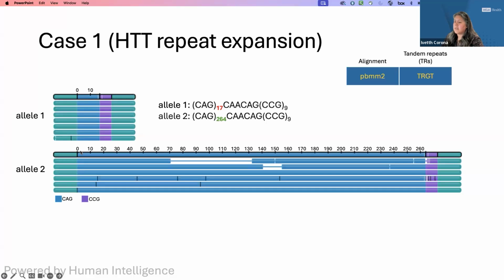And as the scientific community knows about Huntington disease, the length of the expansion is negatively correlated with the age of onset. So we believe that because this repeat expansion was so long, that's why the onset was really early, like at 2 years old, it was already showing some signs of the disease.